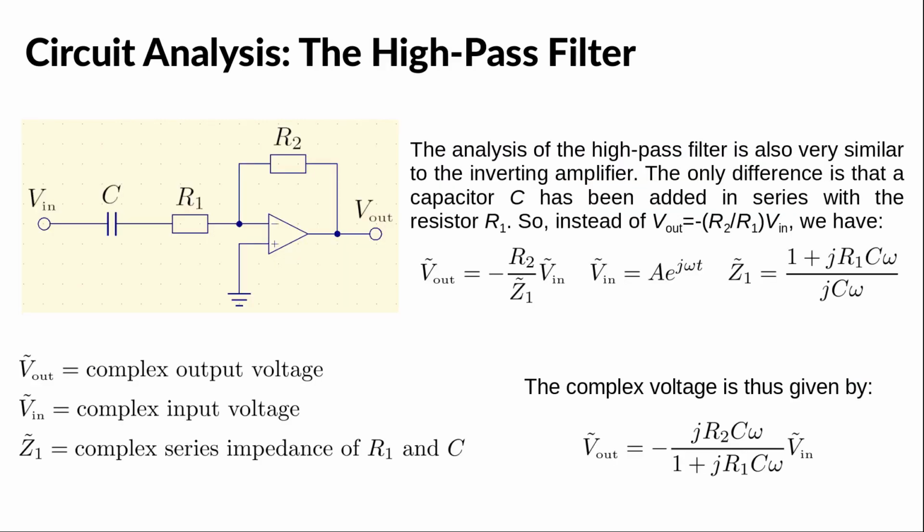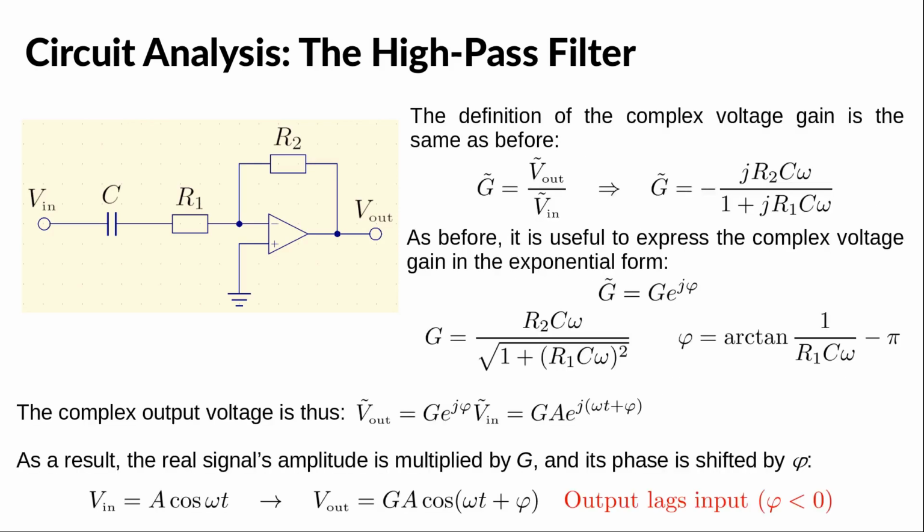Let us analyze now a high-pass filter. The analysis is very similar to the low-pass filter, so now I'll go a little bit faster. We proceed in exactly the same fashion by noticing that again the circuit is very similar to the inverting amplifier, but this time the capacitor is in series with the input resistance. So the complex output voltage is minus R2 over Z1 times the complex input voltage, where Z1 is the series impedance formed by R1 and C, and we get the expression at the bottom.